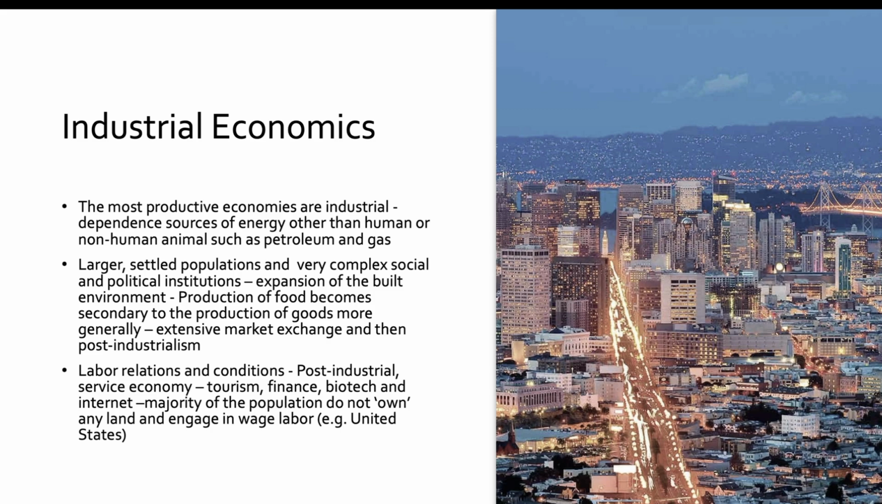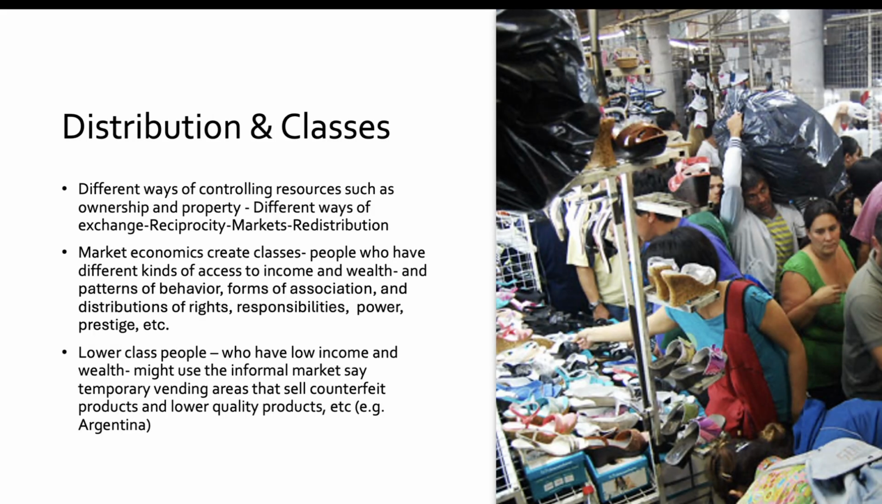We're interested in a place like San Francisco, where 70% of the population don't own any land and often are engaged in wage labor in this service economy. It is quite culturally distinct from many of the other different ways of life of peoples throughout the world and time. So these kinds of economies lead to questions about distribution.